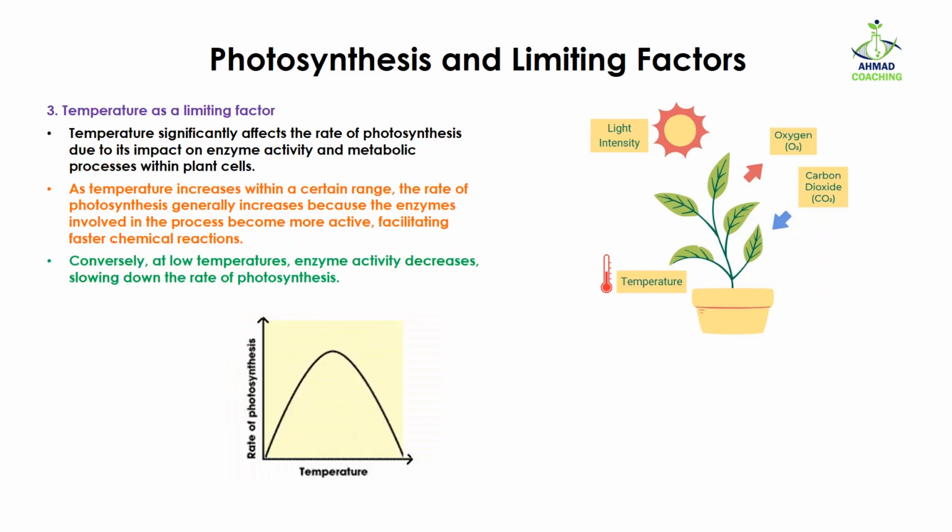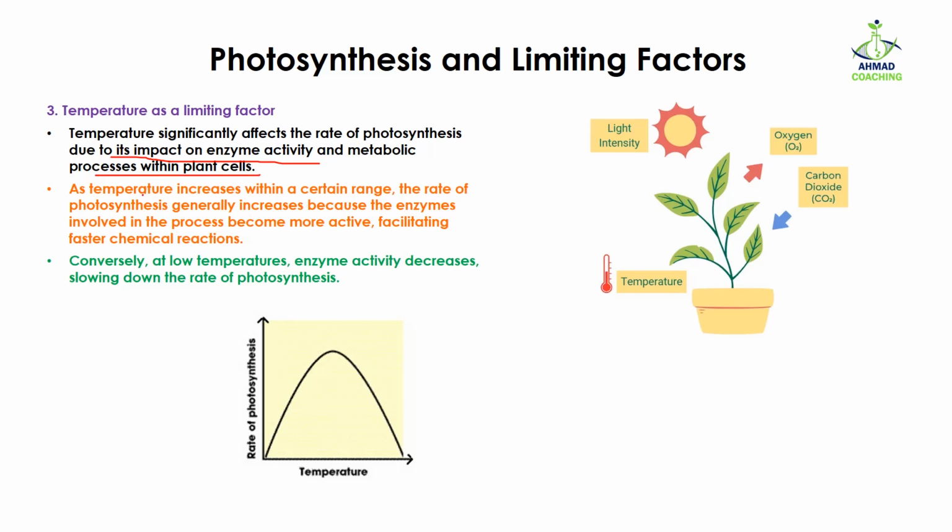The last limiting factor of photosynthesis is temperature. Temperature significantly affects the rate of photosynthesis due to its impact on enzyme activity. We know that enzymes require a particular temperature to do their function. In the human body, this optimum temperature is 37 degrees Celsius. If the temperature increases or decreases, enzyme activity will increase or decrease, affecting the metabolic processes within the plant cells.